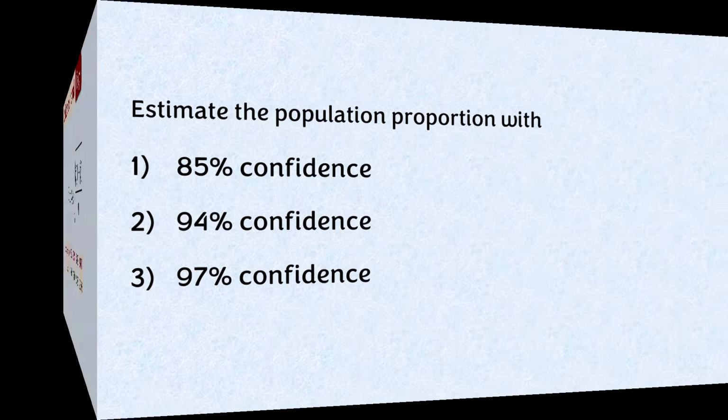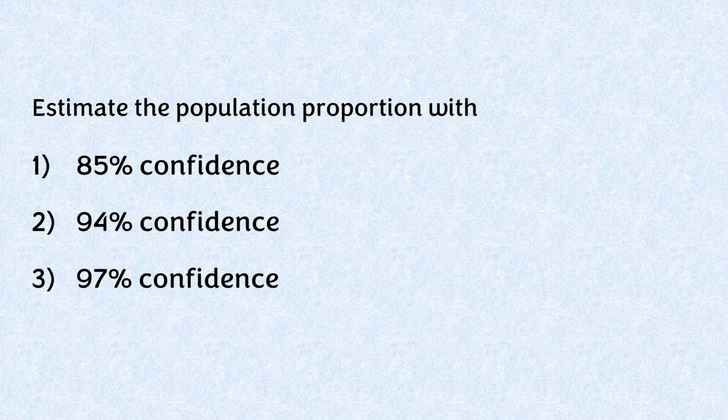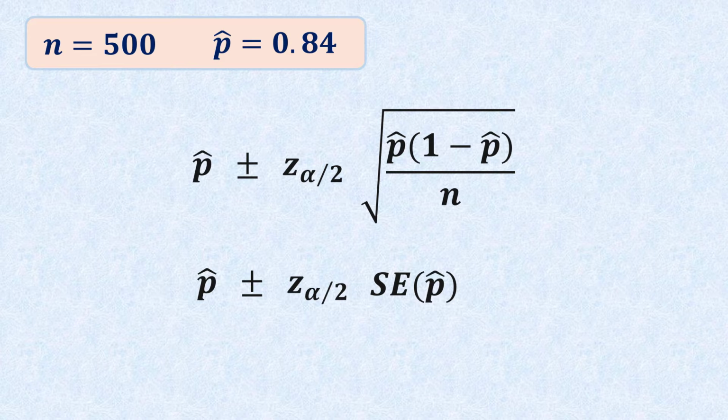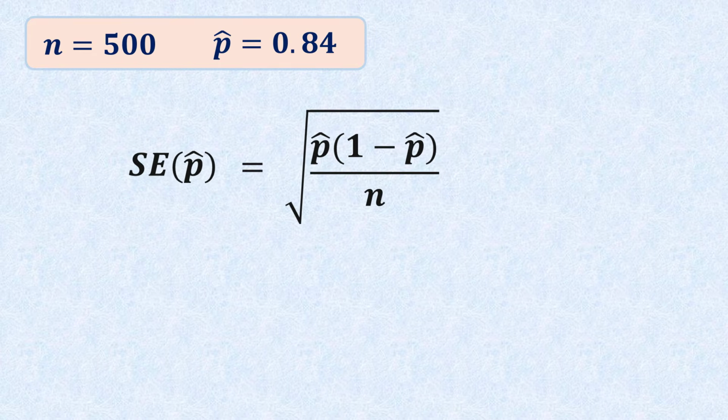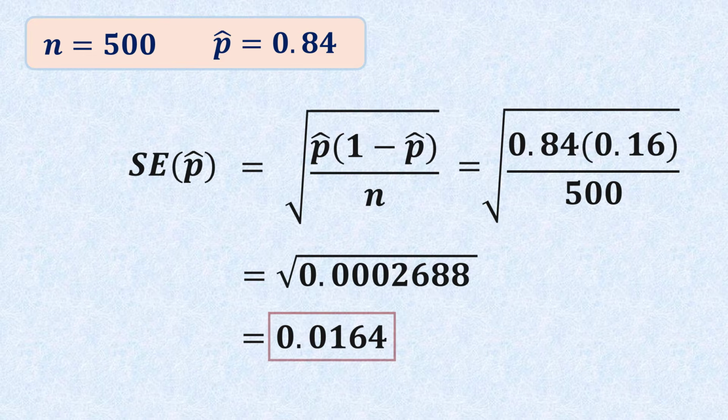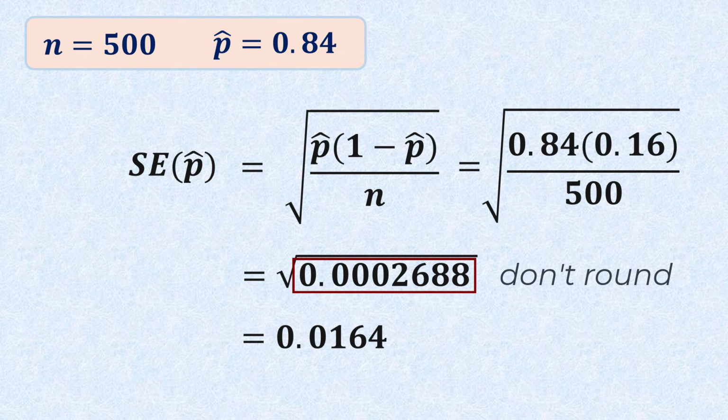But let's construct intervals at these unconventional confidence levels, given n equals 500 and p hat equals 0.84. Here again is the confidence interval formula. Let's first calculate the standard error. Substituting the values gives 0.0164. This value is typically very small, so it is important not to round intermediate calculations.